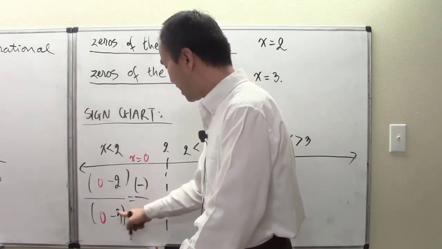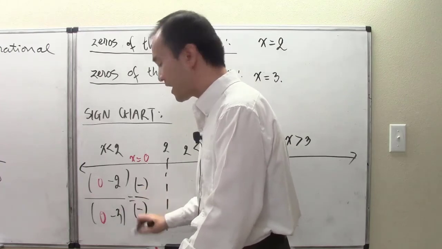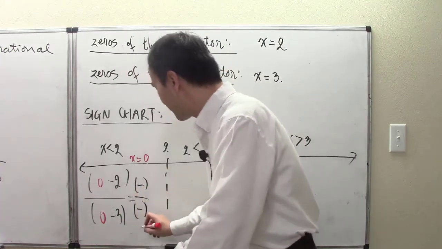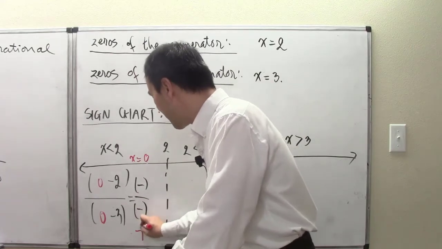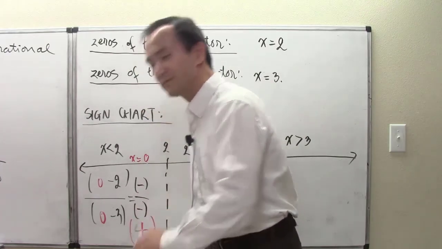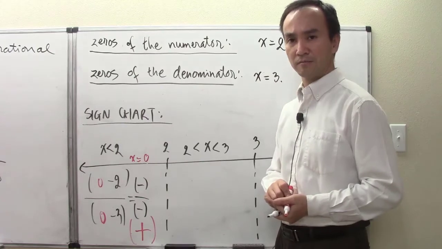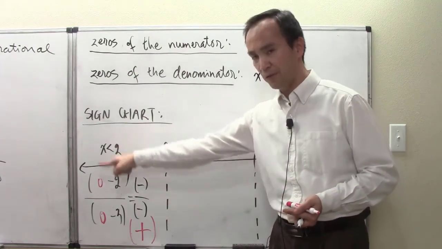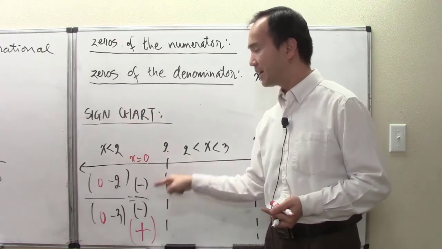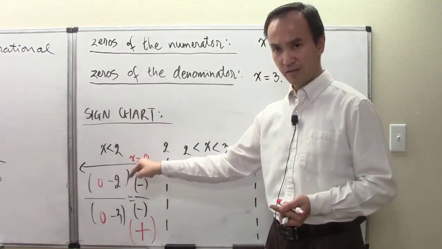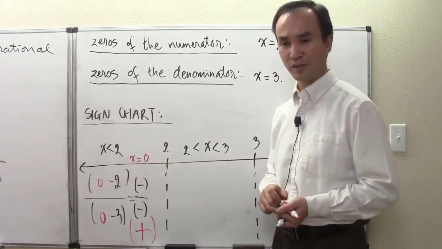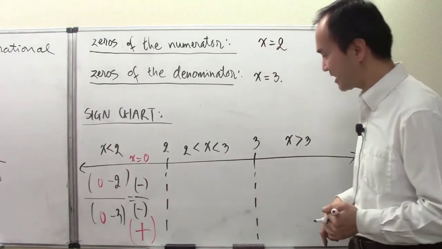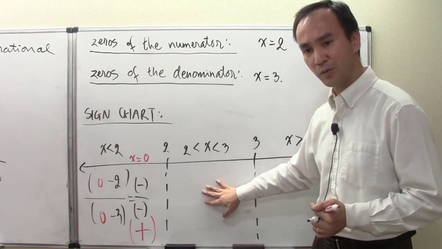The one in the denominator is going to give me another negative sign. So negative divided by a negative gives me a positive sign as our overall function output. Positive sign as the output for our rational function for any x values in this interval, x less than 2. Now let's move on to this one right here.